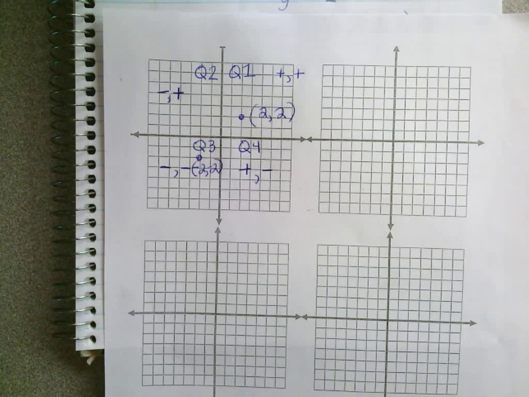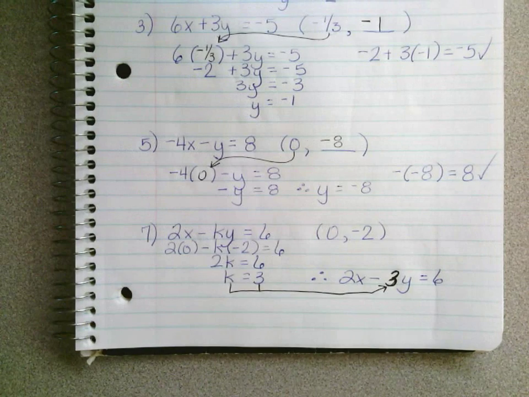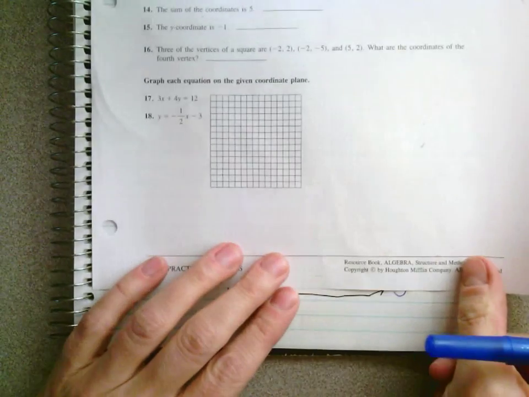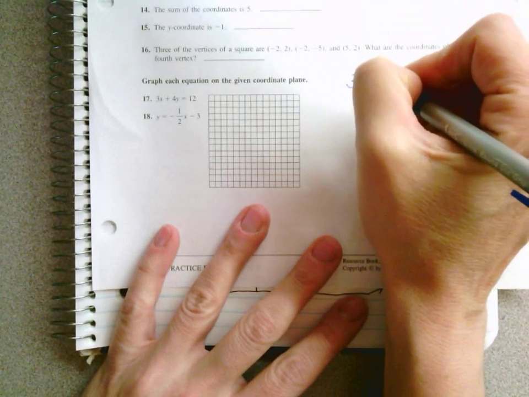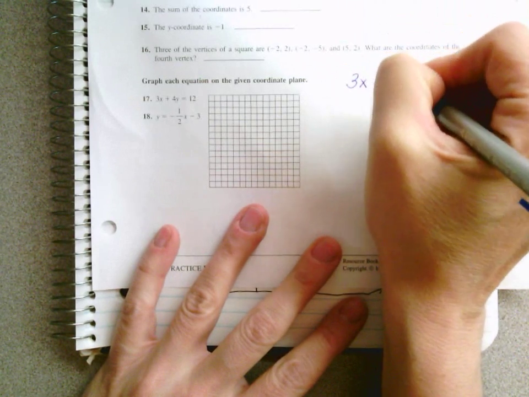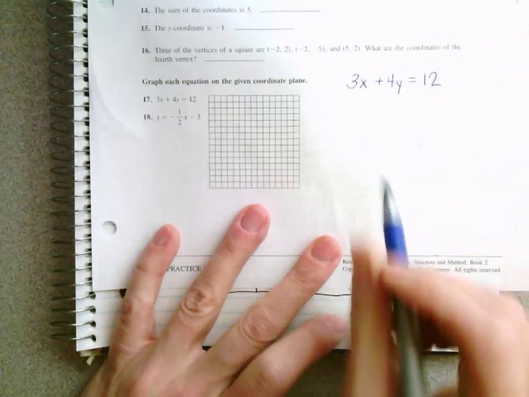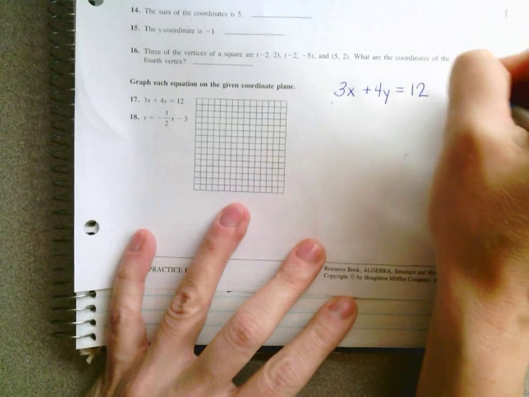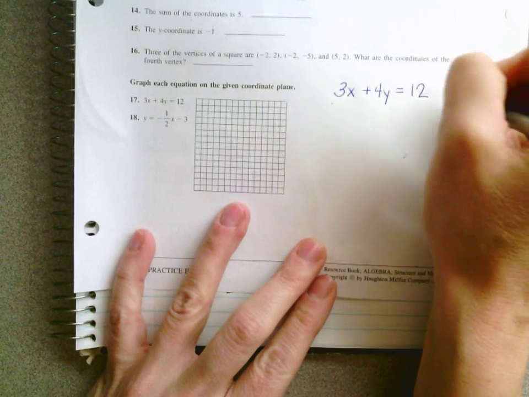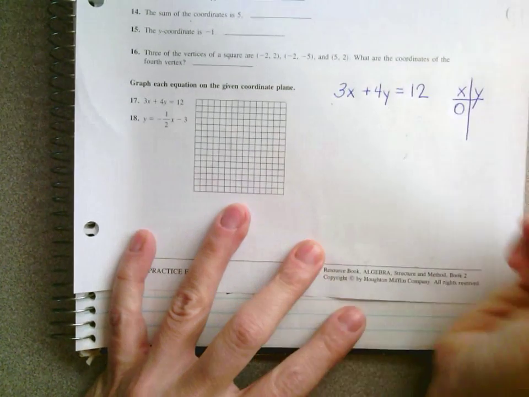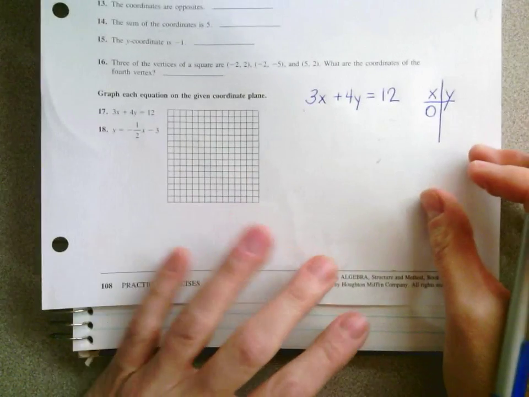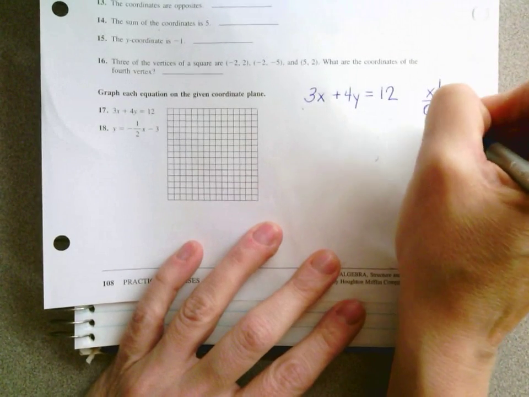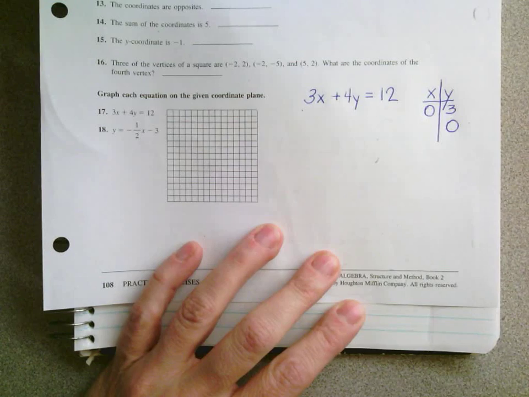Number 17 is the last one we're going to do. I love it when they give you factors for the C value. So I can easily just do a quick XY table. If X is 0, what must Y be? What do you think? 3. Yep. What if Y is 0, what's X? 4. Yep.